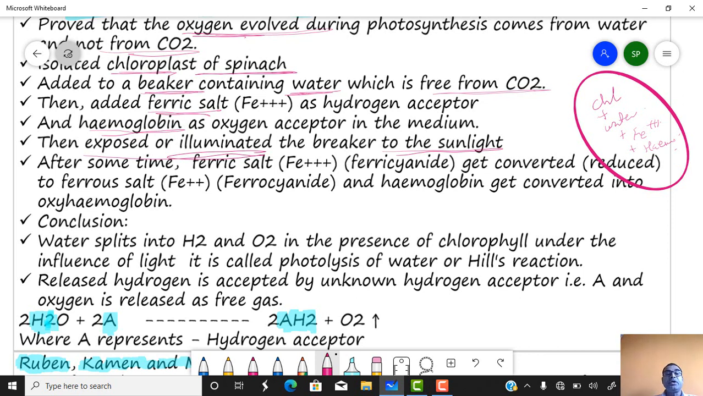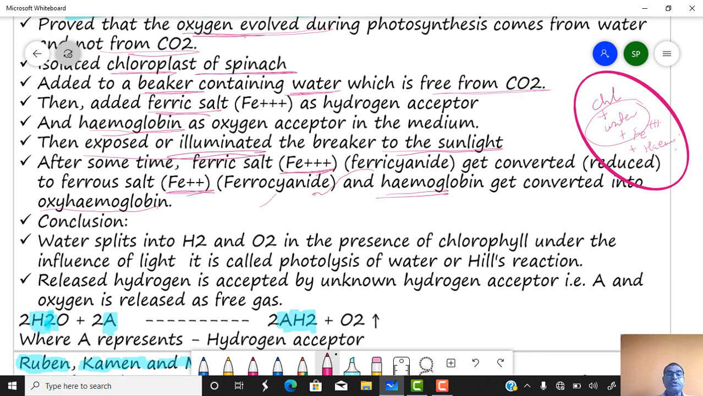After some time, he came to know that Fe3+ gets converted to Fe2+. That means ferricyanide gets converted to ferrocyanide. And hemoglobin gets converted to oxyhemoglobin. Then what happened here is that the water molecule is split. It produces protons and hydroxyl ions. The hydroxyl ions come together and produce water again, and O2 is produced, and the electrons help here.